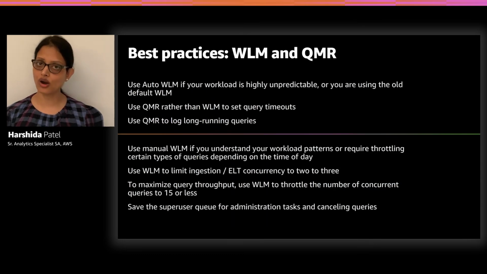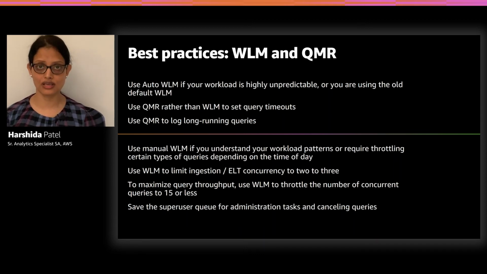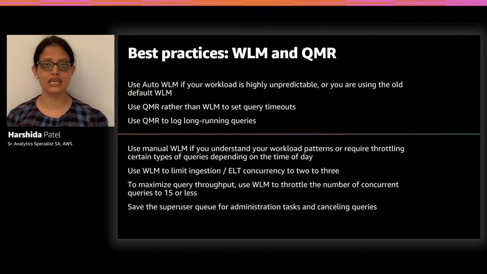To summarize all the best practices, if you're starting your journey on Redshift, or if you're using the old manual WLM, switch to automatic WLM. Implement query monitoring rules to protect your cluster from runaway queries. And if your workload is predictable, you can implement manual WLM, and the recommendation would be to have fewer queues, 3 or 4 queues. And the concurrency, the number of queries across those queues, set it to 15 or less, having in mind that it's more about query throughput for your workload.